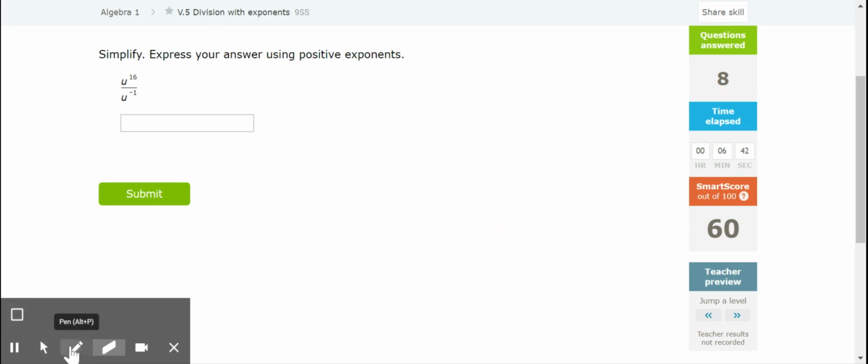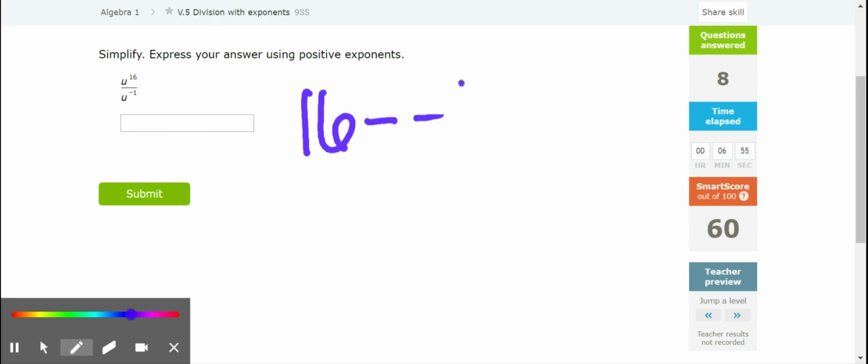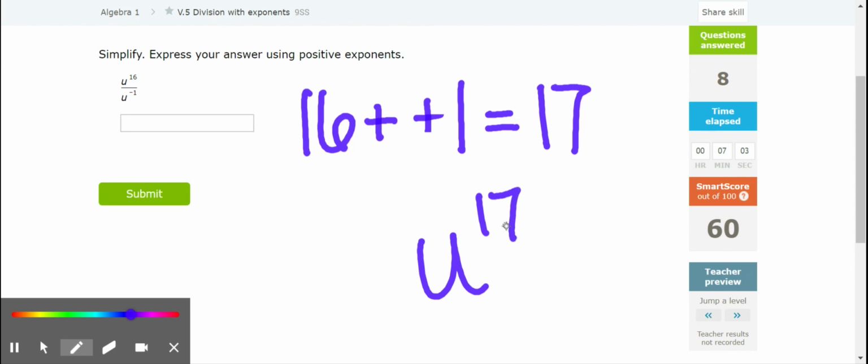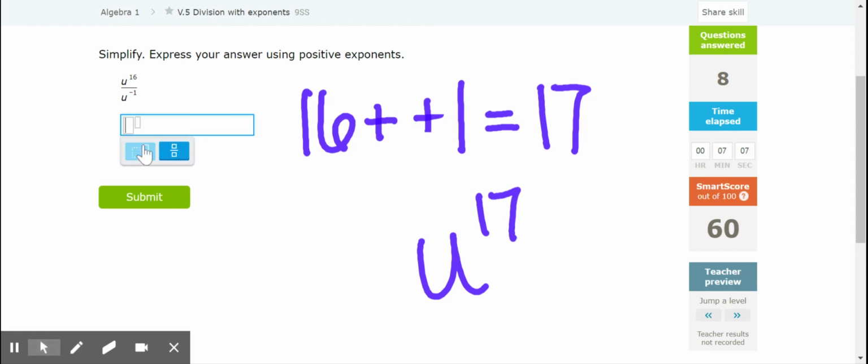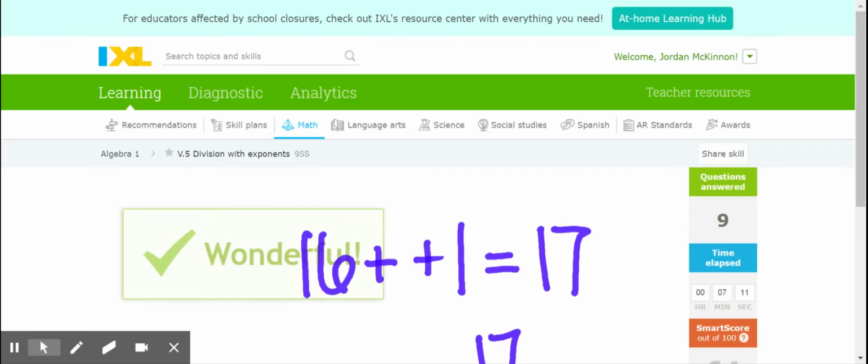My bases are the same. I always need to check to make sure that I have the same base on the numerator and the denominator, and I do. I have a U. So now I'm just going to look at the exponents. I have 16 minus negative 1, plus plus, so that's going to equal 17. So I have U to the 17th power. It's already positive, so I just leave it like it is. U to the 17th.